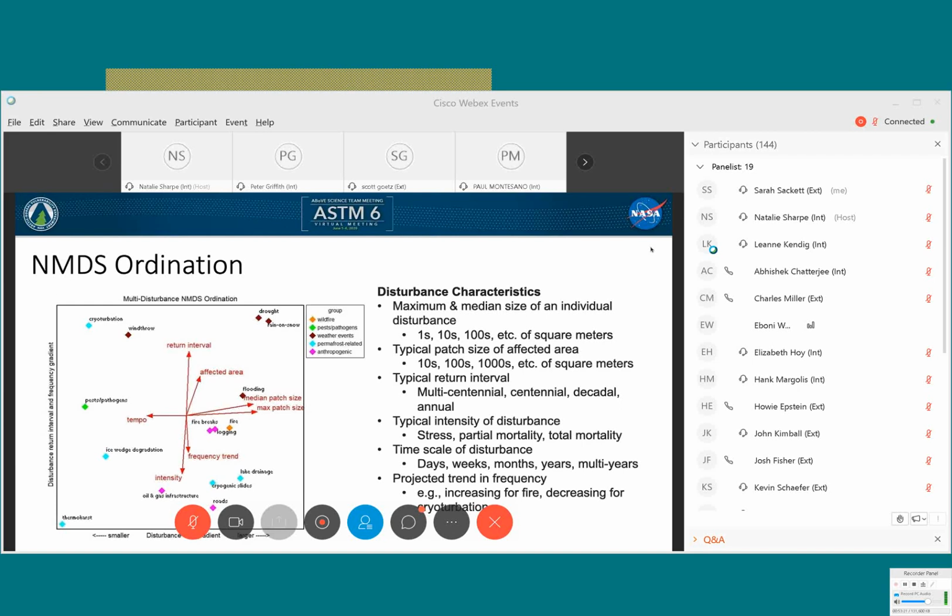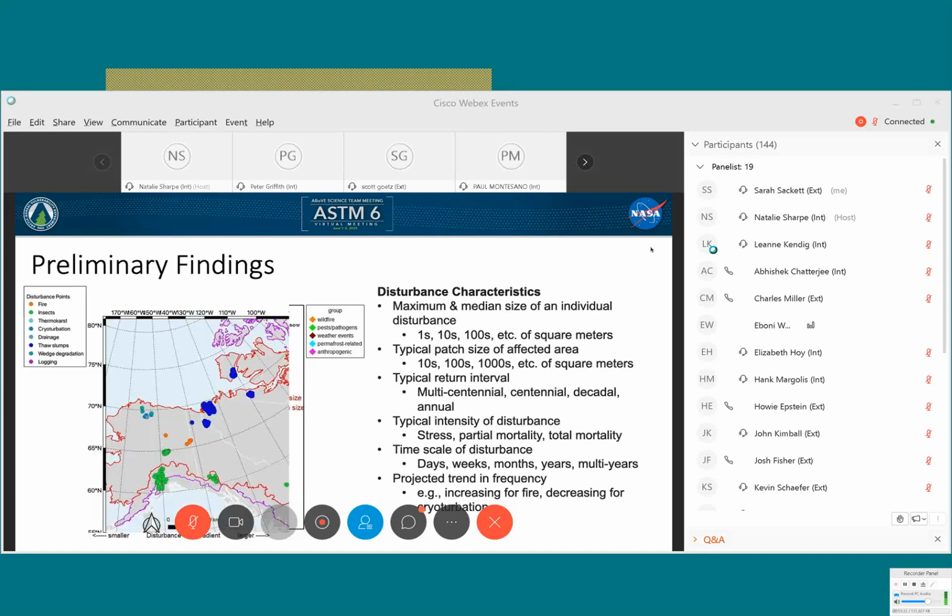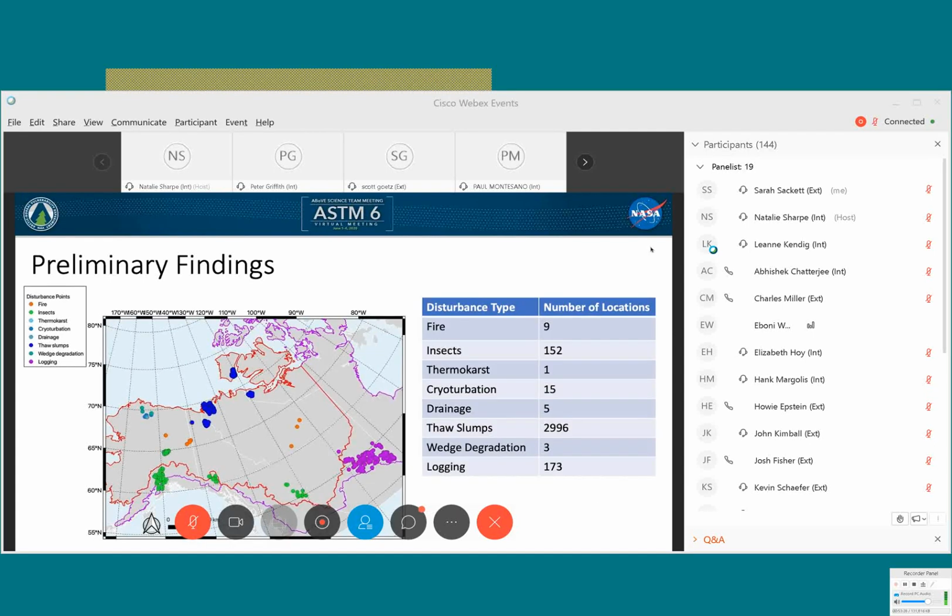Next, I'm just going to show some preliminary findings from some of our case studies. We've been compiling case study points based on knowledge and data from members of the working group. At each of these points, John Wang has pulled median summer values for various vegetation indices.